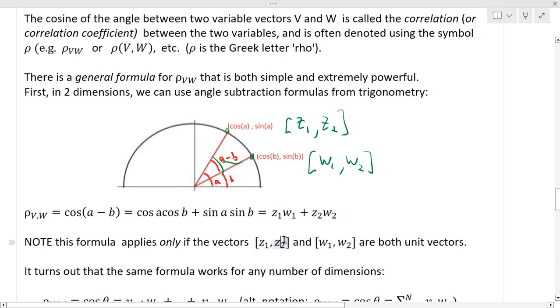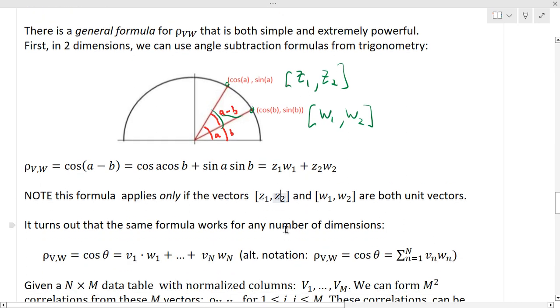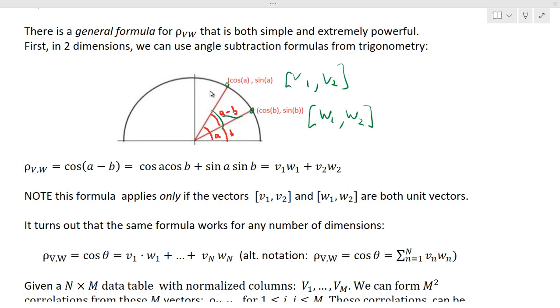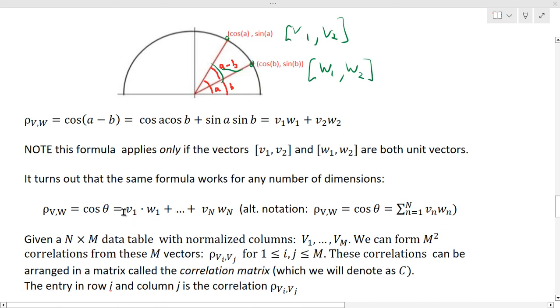Now, this is in 2 dimensions. It turns out that the same formula works in any dimension. Oh, sorry, I need to make a v. Give me a moment to fix this. Okay, I got this fixed up now. This is vector v1, v2, and I have my cosine, v1 w1 plus v2 w2. And the general formula is just the sum of the products of corresponding components.